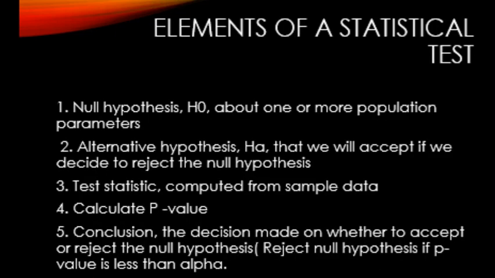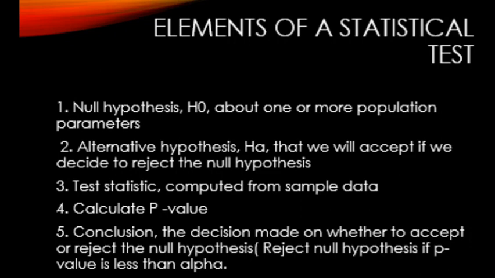So in the previous lectures, we discussed how a hypothesis test or a statistical test can be conducted. These are the 5 steps that we will use for conducting the test. In this lecture, we are looking at the parameter population mean, mu. The first step will be to state the null hypothesis about one or more population parameters. It could be just the mean or difference of the means or proportion or difference of proportions.